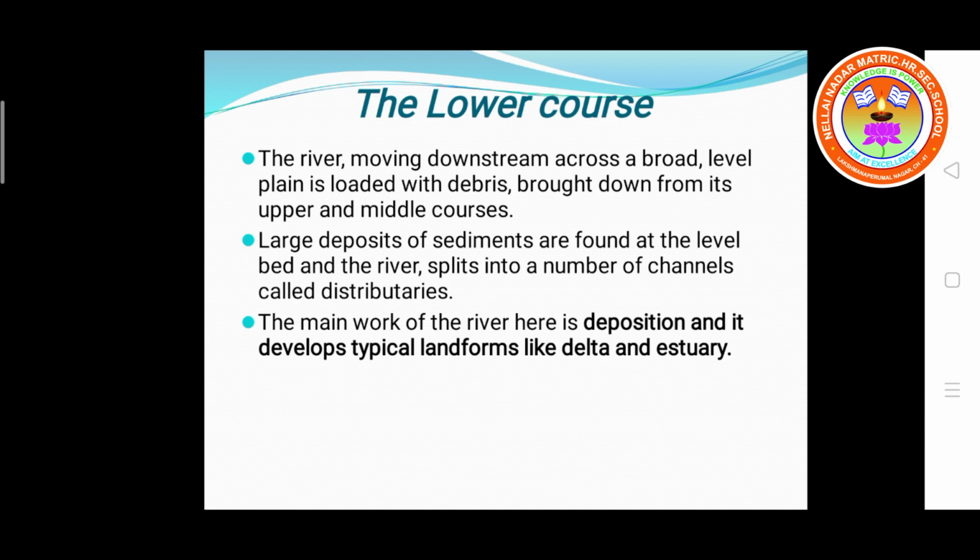The main work of the river here is deposition, and it develops typical landforms like delta. So that is about the lower course.